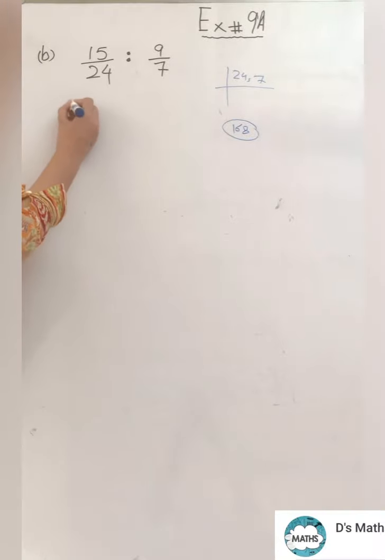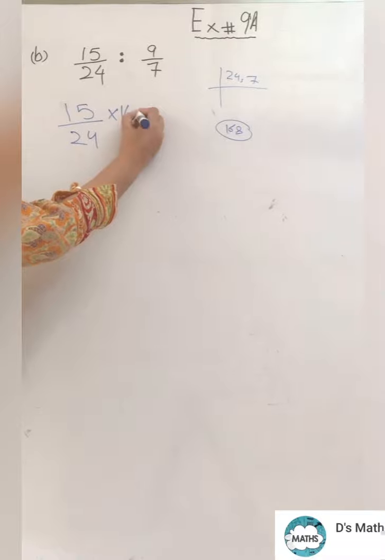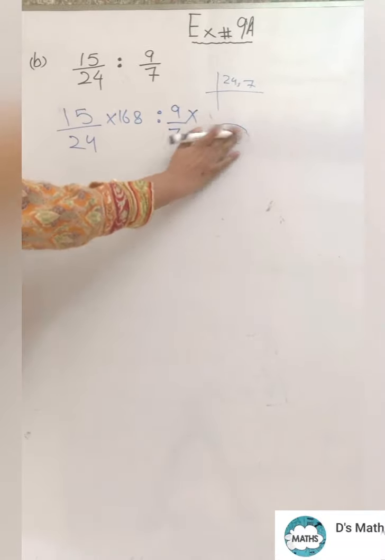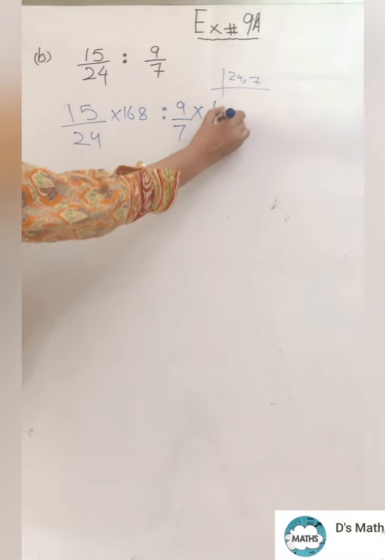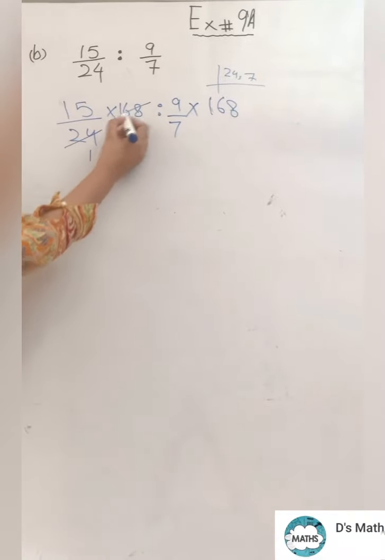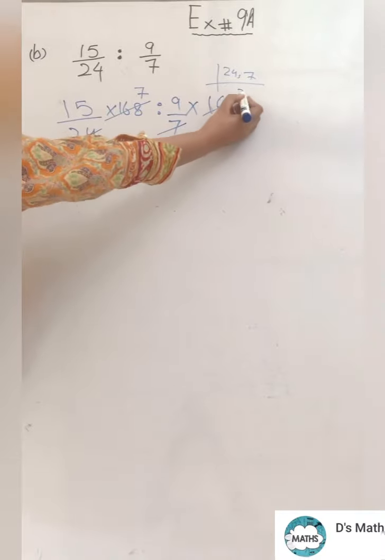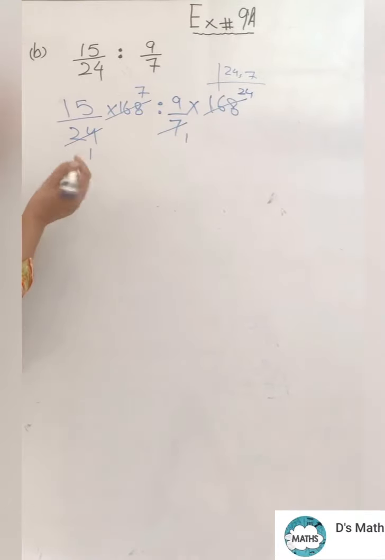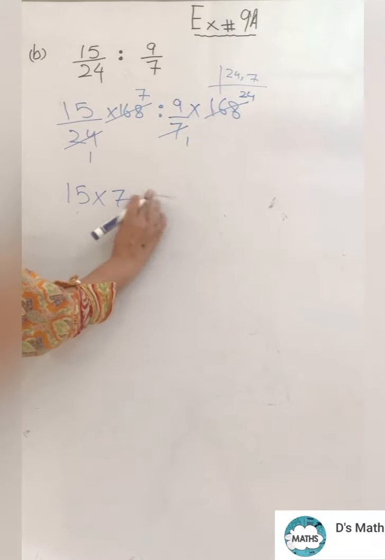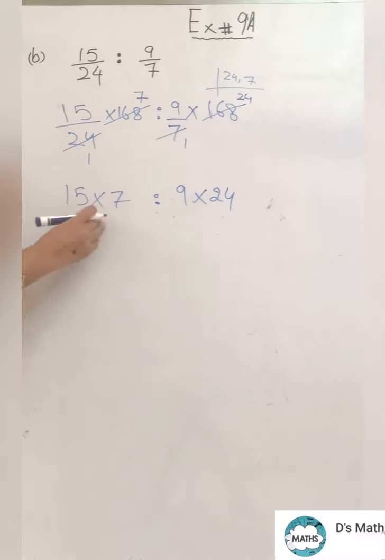That means we will multiply 15 over 24 ratio 9 over 7 by 168. Now here when we cancel, 24 7s are 168, and here 7 24s are 168. Okay. Now we have 15 into 7, ratio 9 multiplied by 24. Now you have to multiply both the numbers.